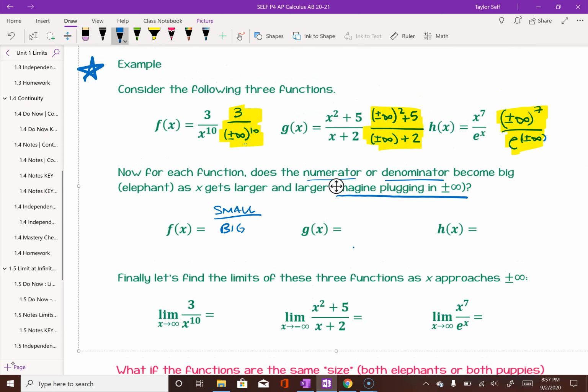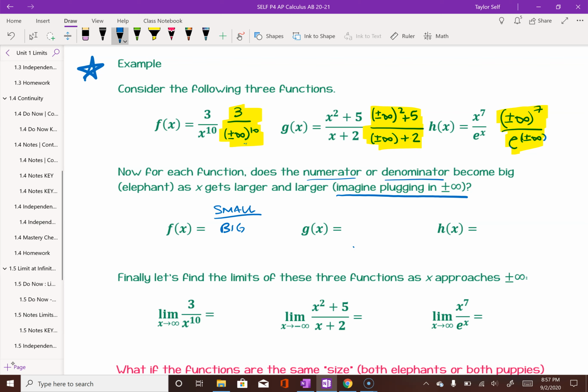Okay, for g of x, we have plus or minus infinity squared on the top, plus 5. But this plus 5, is that going to be anything significant compared to infinity? No, that's so tiny compared to infinity. So we're not going to worry about this, the plus 5 or the plus 2. Which one's bigger, plus or minus infinity squared or plus or minus infinity? The squared, right? That's going to grow giant, way faster. So on g of x, we have big over small. The numerator is the elephant.